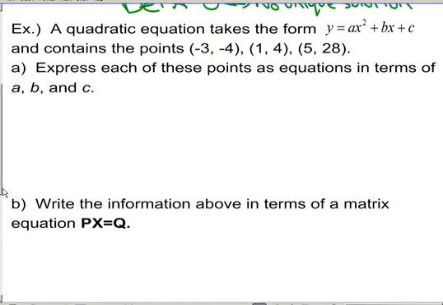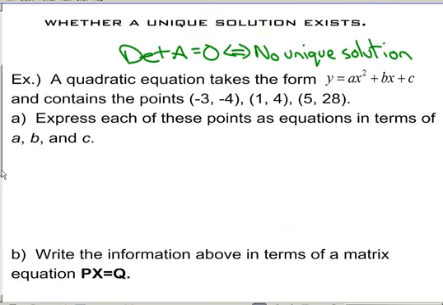Okay, so here would be an example of using matrices in a system of linear equations. Now, it doesn't look like it's going to be a linear equation. It even starts off with a quadratic equation that takes the form y equals ax squared plus bx plus c, and contains these 3 points. Then it asks us to express each of these points as equations in terms of a, b, and c.